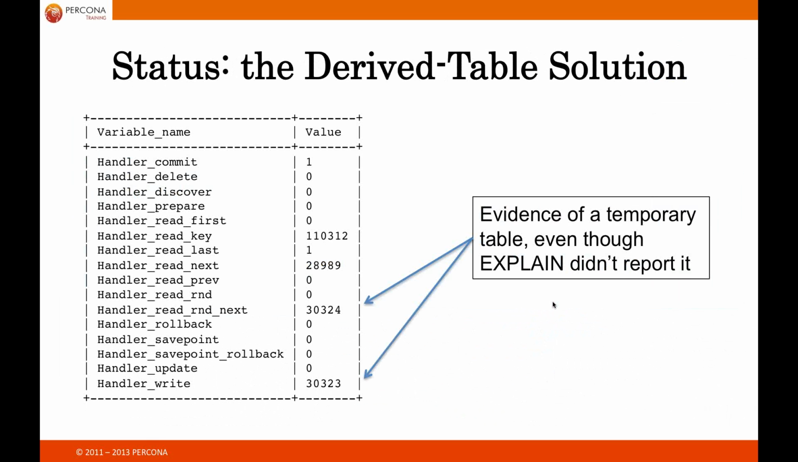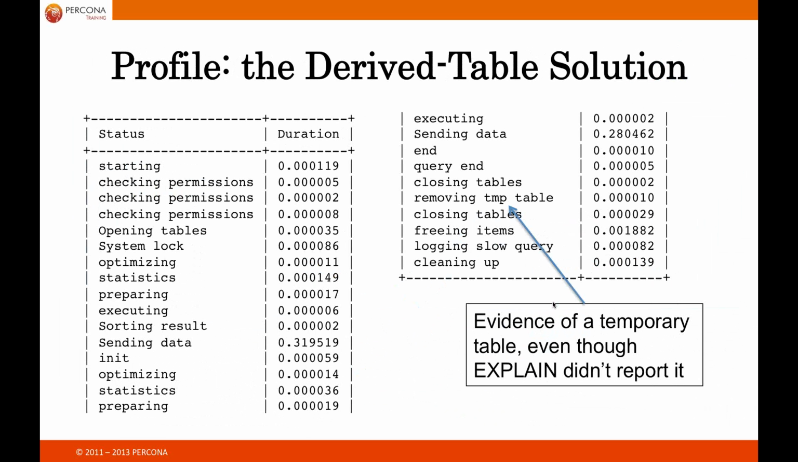I did notice in the status that it was doing some handler writes, which usually corresponds to writing to a temporary table, even though explain didn't report it. Not only writing to that temporary table, but then the read R&D next indicates that it was reading through the rows of that temporary table in order to get it back. And we saw more evidence in the profile, where it showed us all the states of what it was doing, and then as it was closing up, it says removing temp table. So I think that it was creating a temp table as part of this, even though explain didn't tell us.